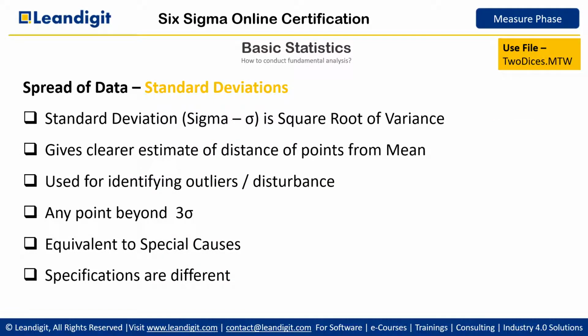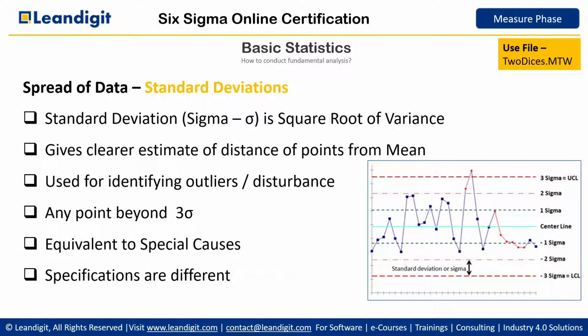Standard deviation. Standard deviation is nothing but the square root of the variance. It gives clearer estimate of distance of points from the mean because it is in the same units as the original measurement. It is used for identifying outliers. Any point beyond 3 sigma is called as an outlier. For example, in this process, the center line is mean, 1 sigma, 2 sigma, 3 sigma. This point is beyond 3 sigma and therefore is called as outlier. Outlier can be referred to as a special cause which is assignable in the process, and that's why it has come. We'll discuss about detailed more reasons of assignable causes later.